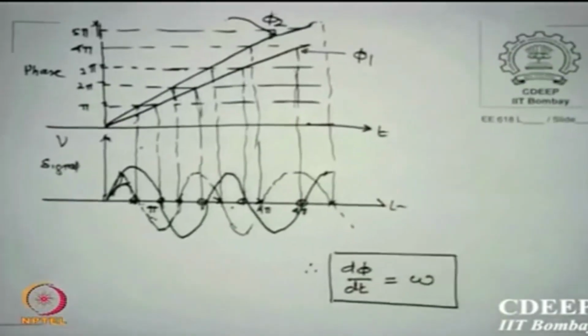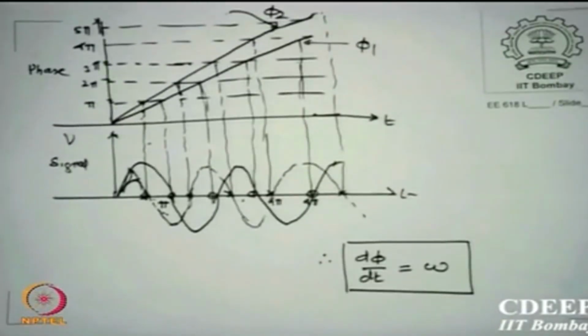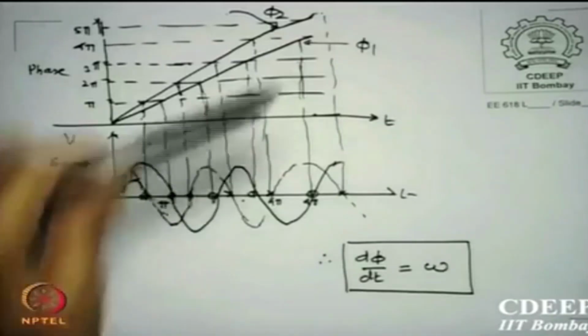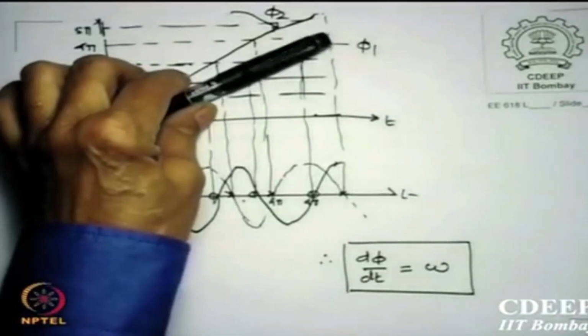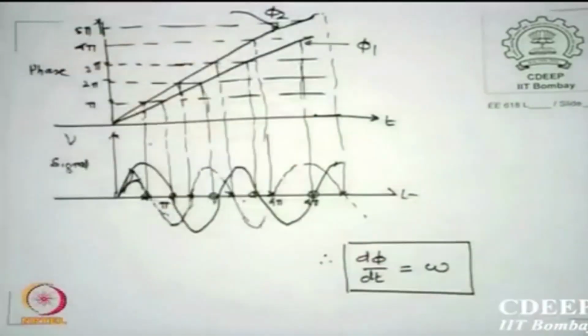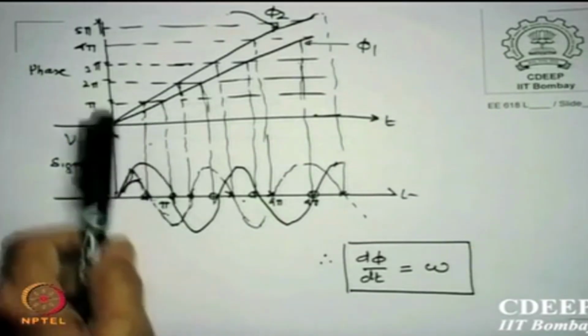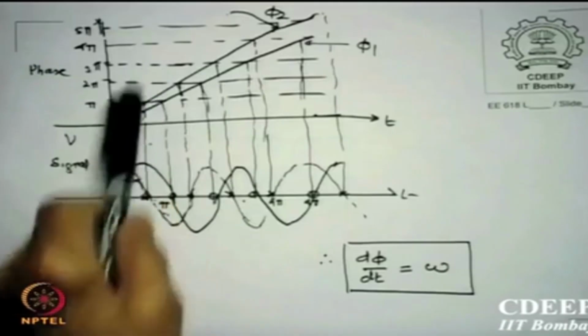If you look at this, it is just to prove the statement I made. Phi 2 has a higher d phi by dt than phi 1; the slope is higher there. I can do the same thing here for pi, 2 pi, 3 pi.